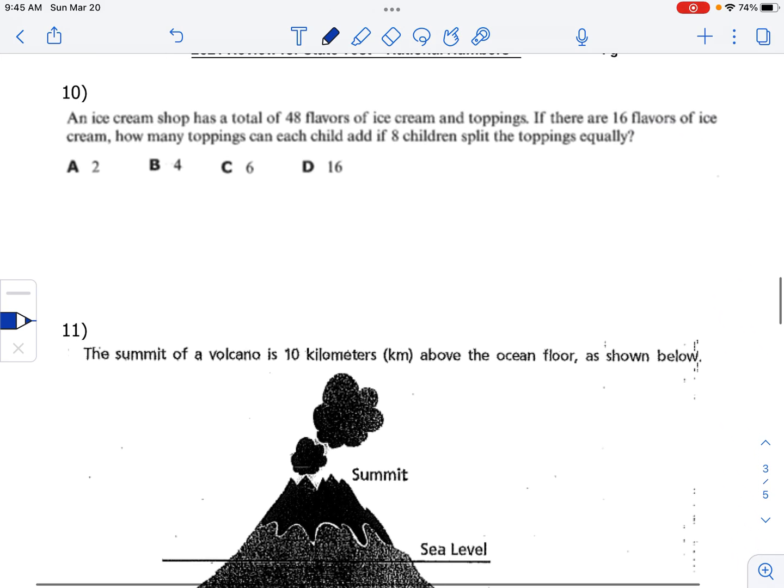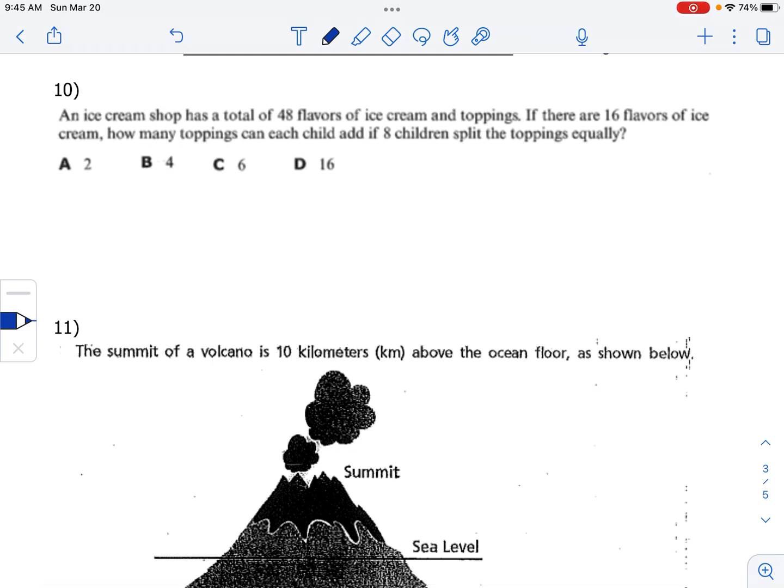All right, on to question number 10. An ice cream shop has a total of 48 flavors of ice cream and toppings. If there are 16 flavors of ice cream, how many toppings can each child add if 8 children split the toppings equally? All right, well, we know there are 48 ice cream flavors and toppings. So ice cream plus toppings. If we take away the amount of ice cream flavors, that's going to leave us with the number of toppings. So we see we have 32 toppings.